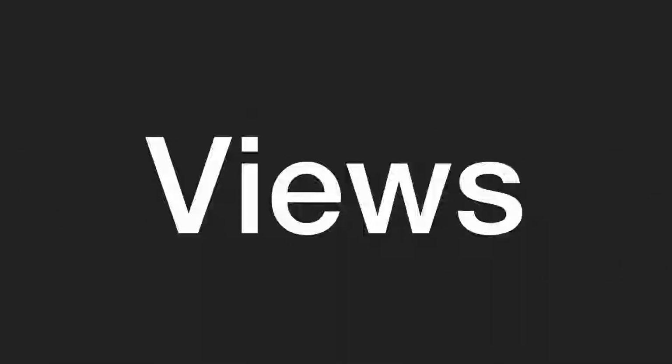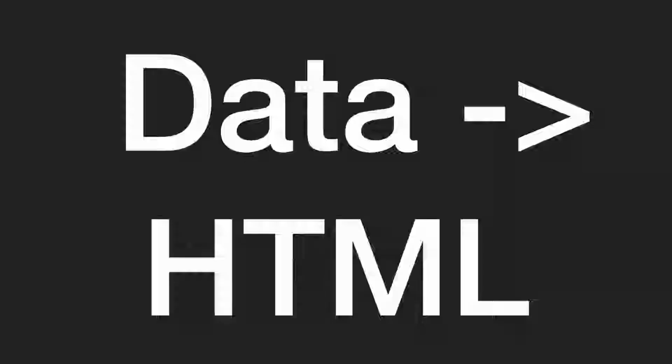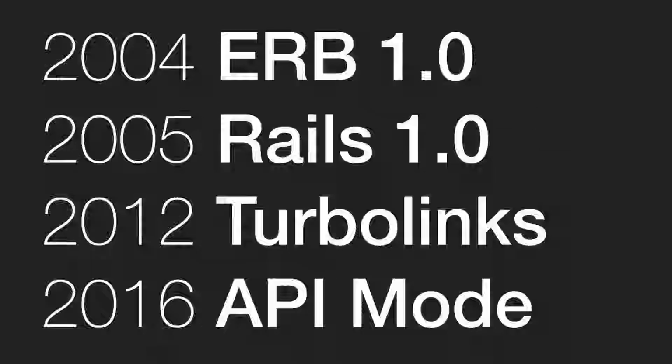So let's talk about views. So what even is a view? I think it's helpful for us to have a definition if we're going to talk about them. So for the sake of this conversation, let's just call a view something that turns data into HTML. What does this look like in Rails over the years? The reality is that things haven't really changed much.